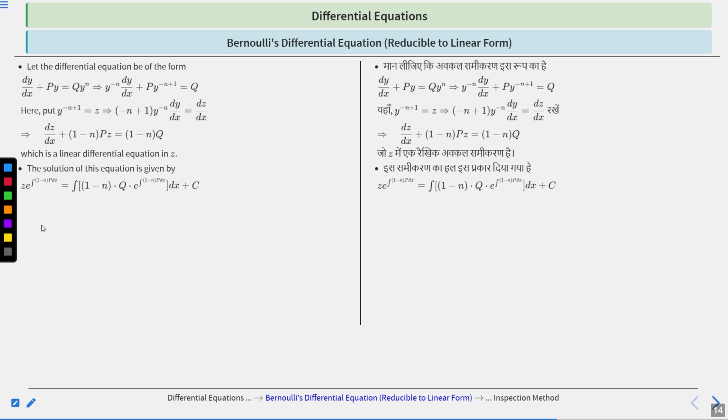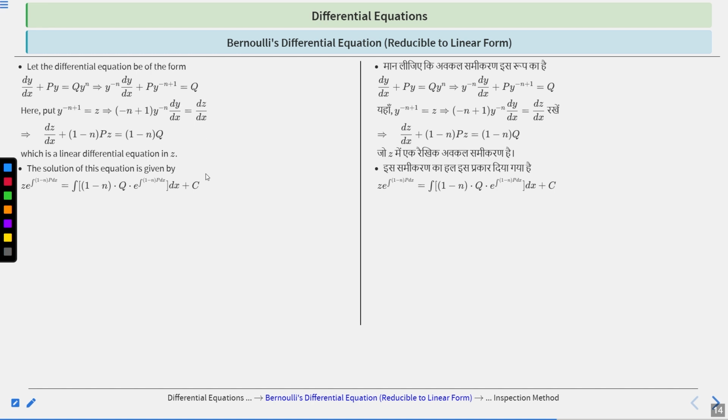Therefore, by dividing both sides by y to the power n, we will get y to the power minus n dy by dx plus p y to the power minus n plus 1 is equal to q, right? Here put y to the power minus n plus 1 is equal to z. This implies, by differentiating both sides, we will get (minus n plus 1) y to the power minus n dy by dx is equal to dz by dx, right?